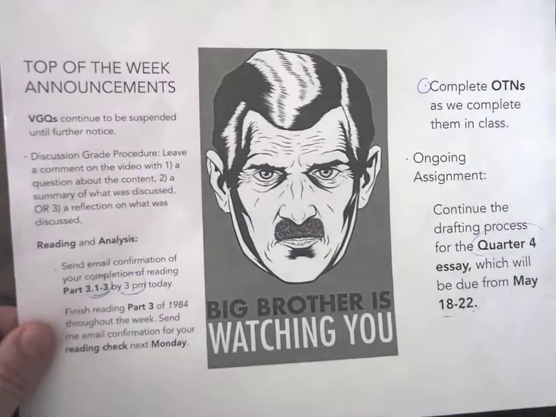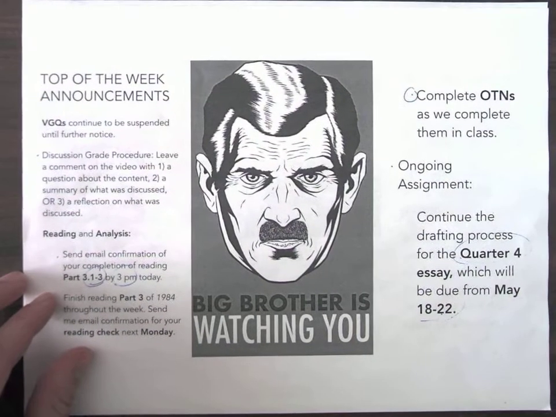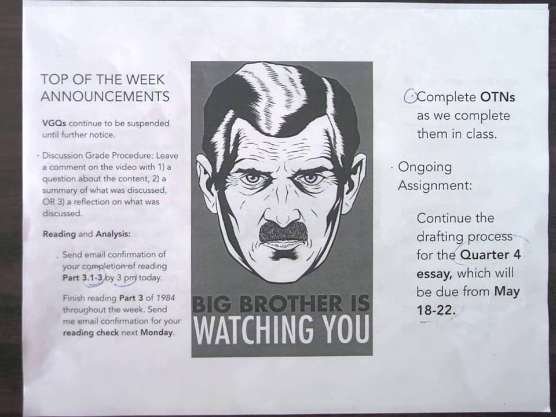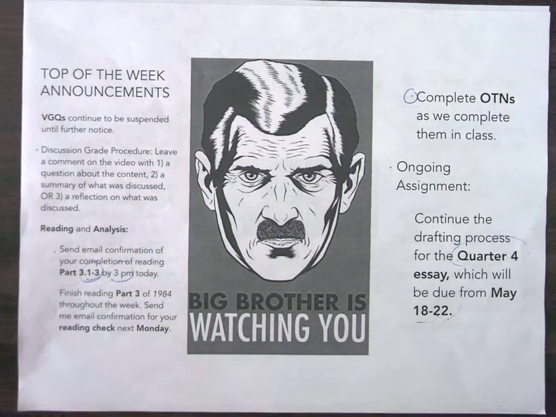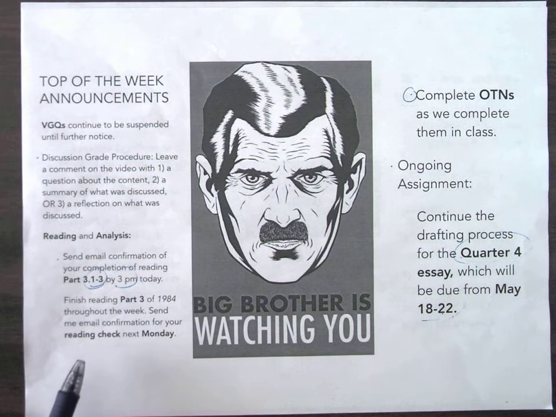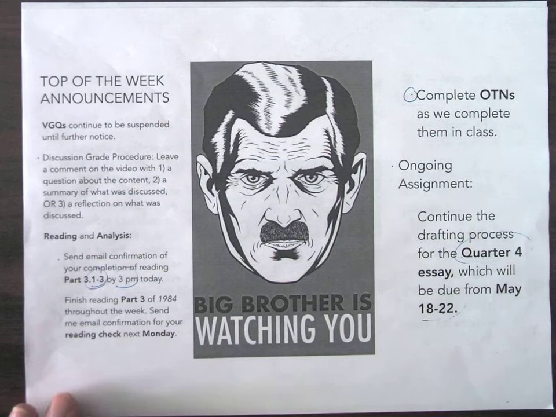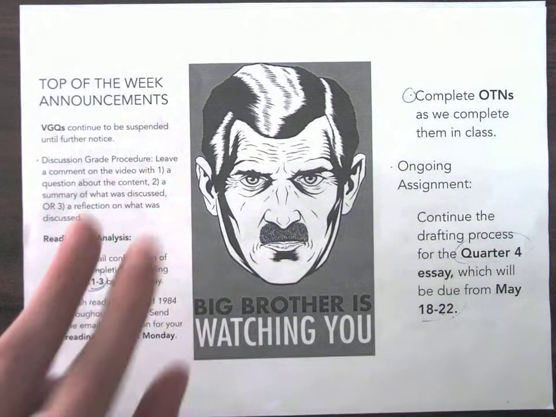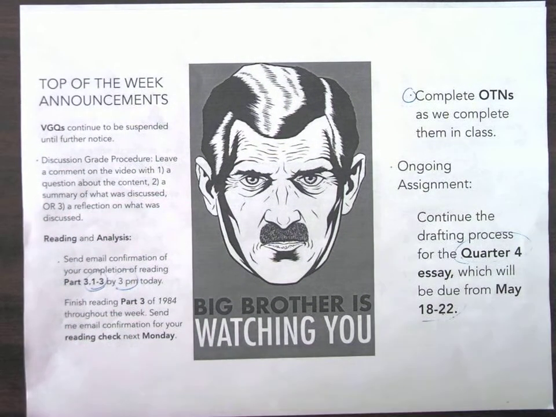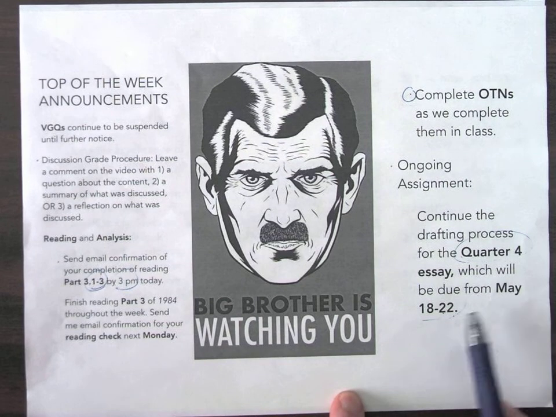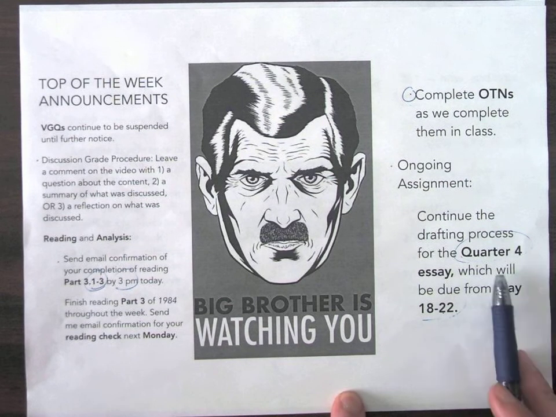Well, before we get into an answer to that question, let's quickly look back through the top of the week announcements. First and foremost, make sure that you are completing your daily discussion grade procedure. Also, make sure that you are completing your reading of 1984 so you can be prepared for your email reading check confirmation next Monday. Also, complete your OTNs as we complete them in class. We only have 2 more, OTN 8 and 9, before we are done with this unit. After those OTNs are done, we'll take our unit test and after that unit test is complete, we'll spend the last week of school on May 18th through the 22nd working on your quarter 4 essay.